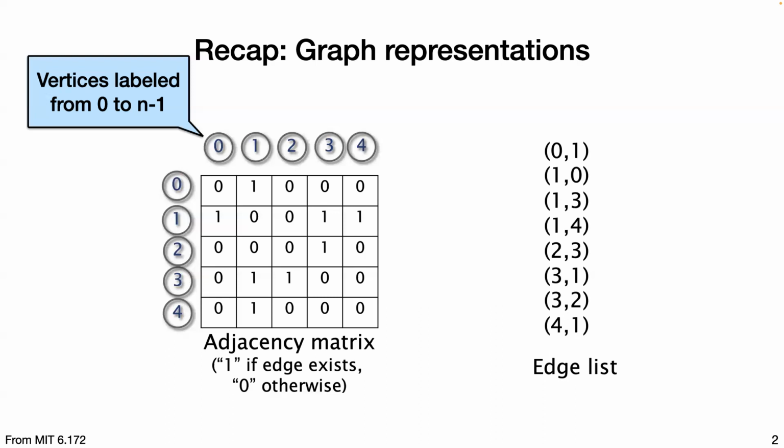In the unweighted case, for an edge list you just write tuples representing the edges. Like here, you have an edge from 0 to 1, and then here you would write 0, 1, and then so on, all the way down. This is the edge list corresponding to the adjacency matrix. The edge list takes size proportional to the number of edges you actually have, whereas the adjacency matrix is fixed no matter what.